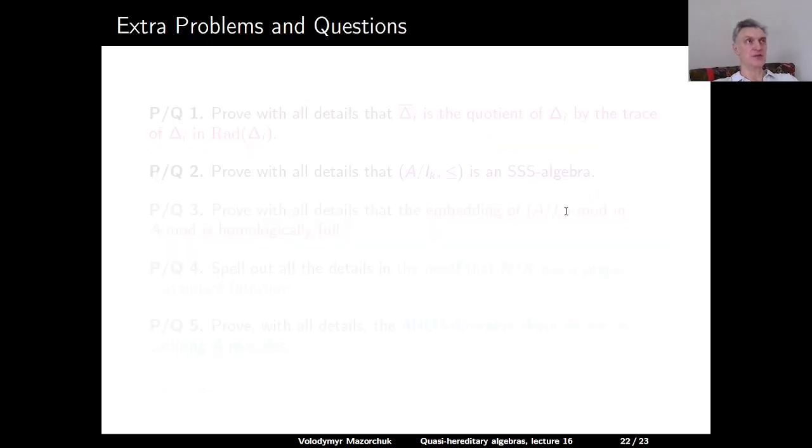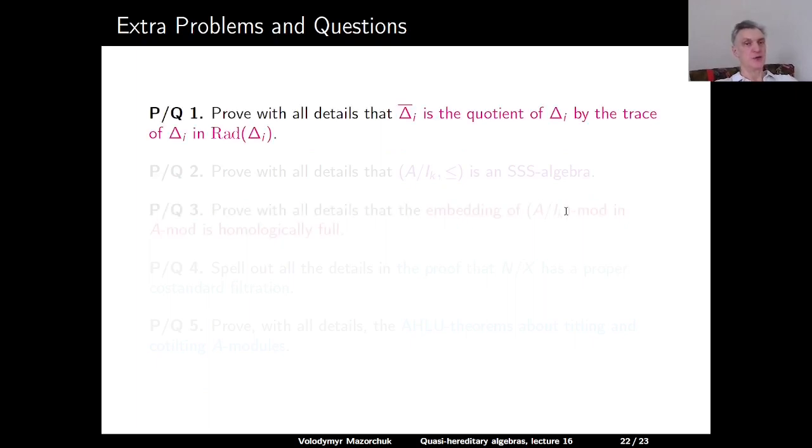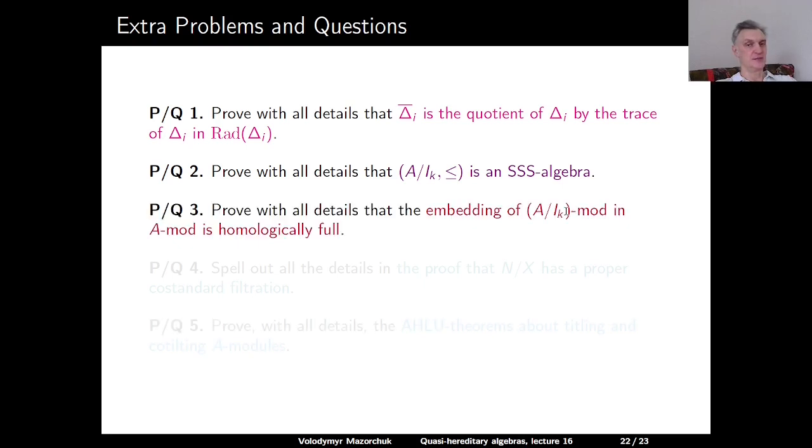Okay, some problems and questions at the end. Problem question 1. Prove with all details that delta overlined I is the quotient of delta I by the trace of delta I in the radical of delta I. Problem question 2. Prove with all details that A modulo the ideal generated by e_k is an SSS algebra.